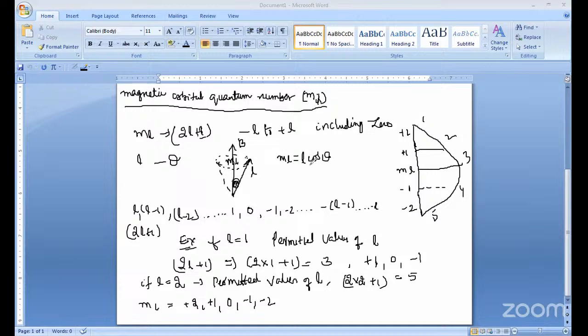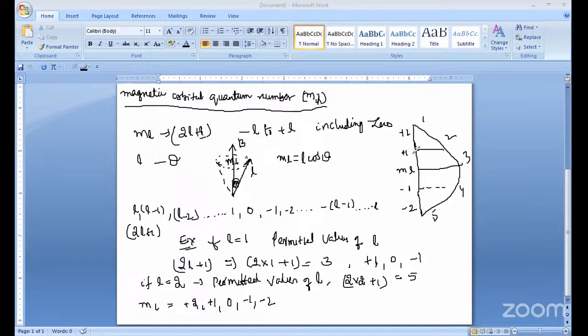The permitted values of ML will include plus L, minus L, as well as zero. For instance, we have taken two examples. For L equals 1, 2L plus 1 means you get 3 permitted values. Similarly, for L equals 2, 2L plus 1 means you get 5 permitted values: plus 2, plus 1, 0, minus 1, minus 2. So these are the permitted values in the case of the magnetic orbital quantum number.